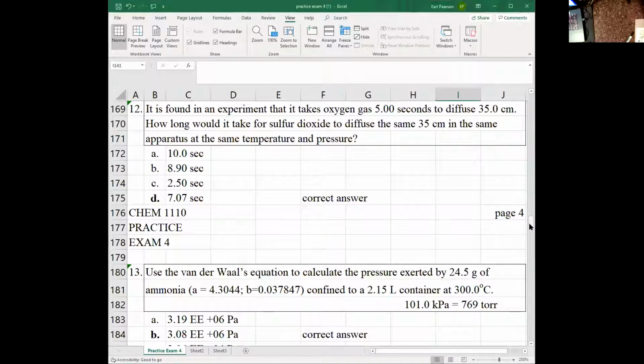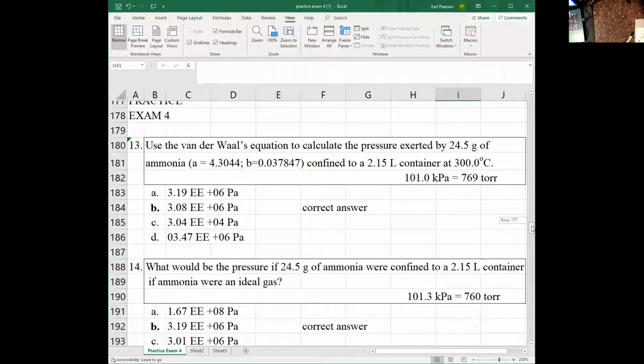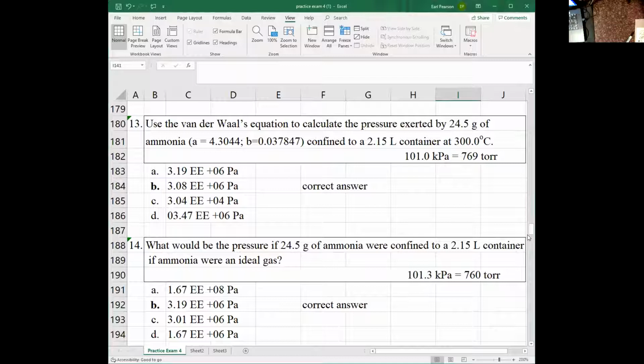All right, let's look at the screen, and we're ready for number 13. Oh me, we knew this one was coming, didn't we? We got one of those terrible old van der Waals equation problems to deal with, but hey, it's not a big deal. Let's show you that it's not. Okay, 13.